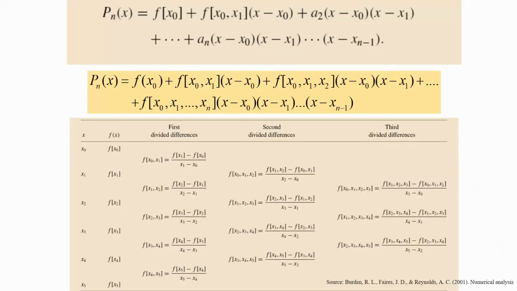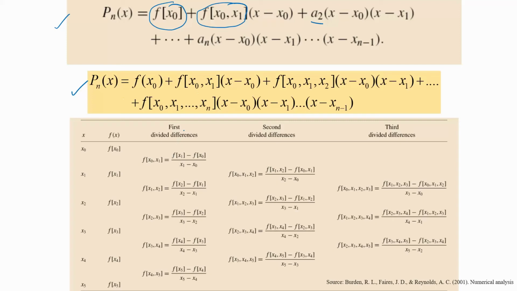So this is Pn for two values, where a0 is this and a1 is this, and you can find a2 by putting x equal to x2 and so on. Finally you will get this. This is your polynomial which you obtain from applying Newton's divided difference interpolation.